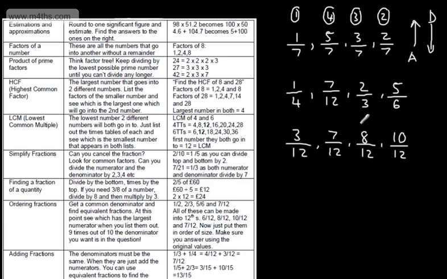3, 7, 8, 10, all over the same denominator. So what we do is write that this one is the smallest, this one is the second smallest, third smallest, and then the largest. We wouldn't give our answer like this, we would give it like so. So just make sure you're putting them back. Okay, let's do one more.